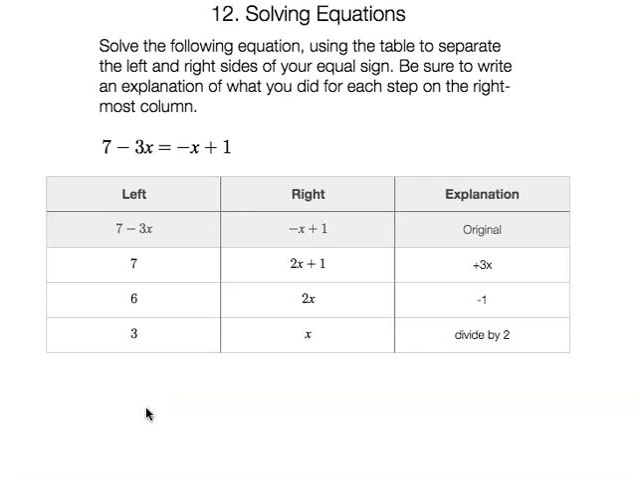Now we can double check our work up here. If x is 3, what's 3 times 3? 9. What's 7 minus 9? Negative 2. Okay, so if we put x here, it's a negative 3. What's a negative 3 plus 1? Negative 2. So a negative 2 plus a negative 2 does equal a negative 2. Bingo, I know my answer is correct.